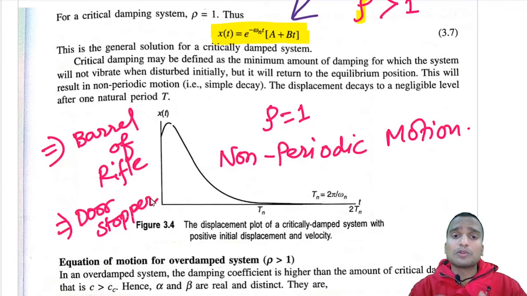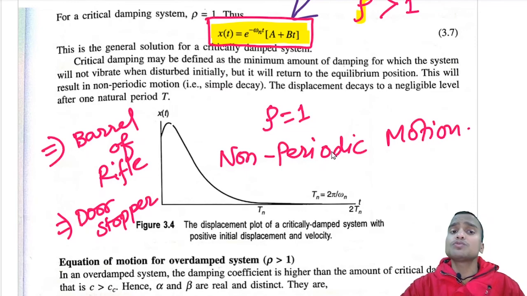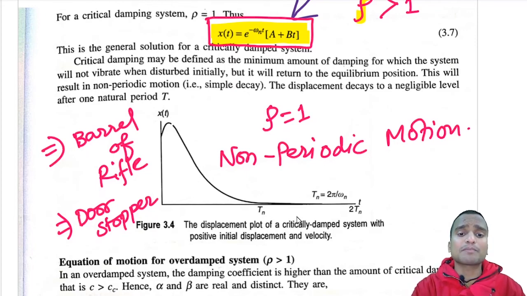So this is how the non-periodic motion is observed here, and how this x(t) graph is plotted with the help of this equation: x(t) is equal to e to the power minus omega n t into (a plus bt). This is how we have plotted this displacement plot in case of the critical damping system.